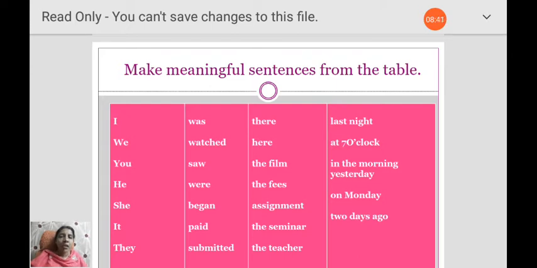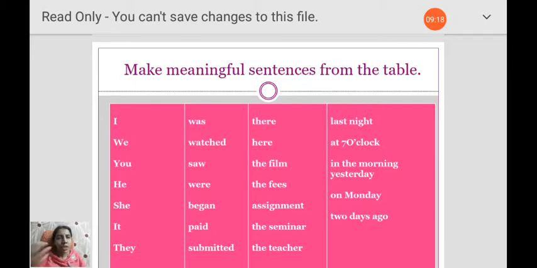Okay, now let's have a look. I think you can guess. The first column is the subject. The second column is the verb in V2 form, and the third and the rest are the optional ones, that don't show the tense, but give meaning to what we want to convey. So the most important thing is the first two columns.